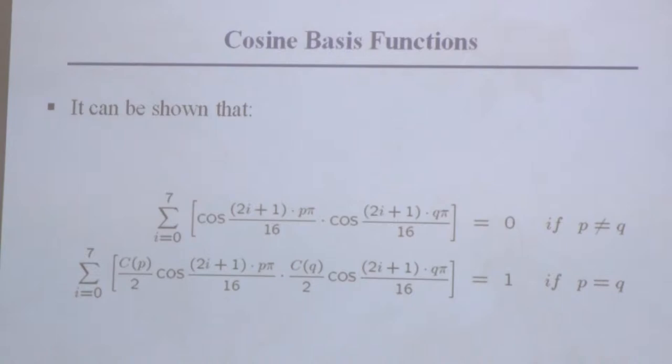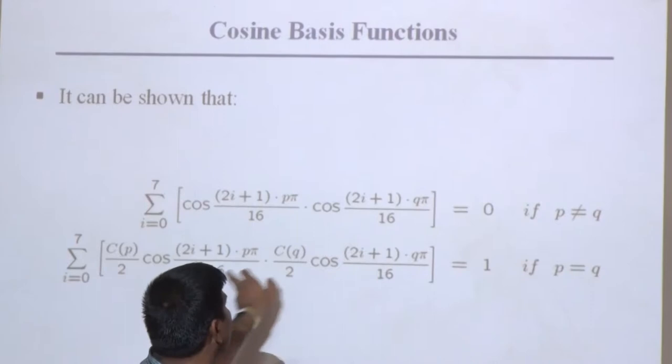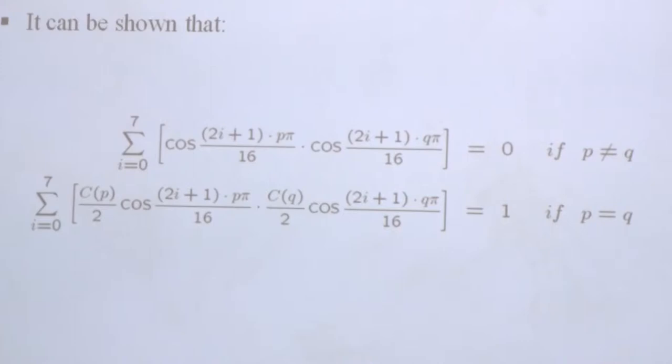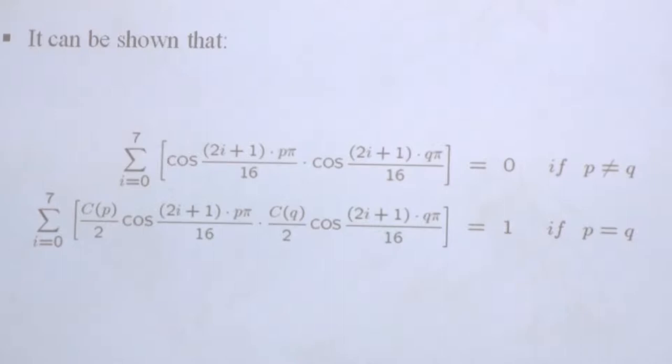Now, see that the cosine basis function, it can be shown that this basis function is 0 if P is not equal to Q, and it will be equal to 1 if P is equal to Q. So, from that, what can we conclude? The cosine basis function is an orthonormal basis function. It is orthogonal as well as orthonormal.